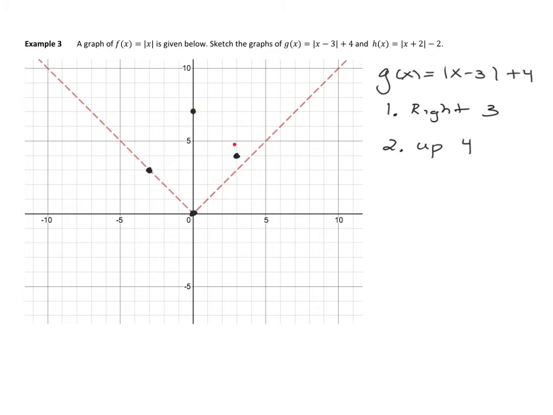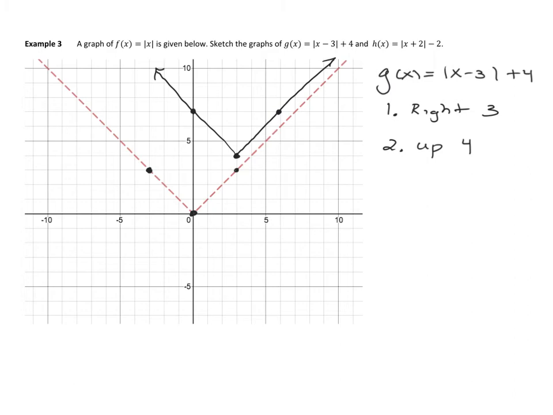So I have these 2 points. Maybe I'll choose this one right here. Where does this point go? It goes right 3, and it goes up 4, so this is the new location of that point. I think I have enough to see what this new function looks like. Looks like this. So the entire graph moved right 3 and then up 4.